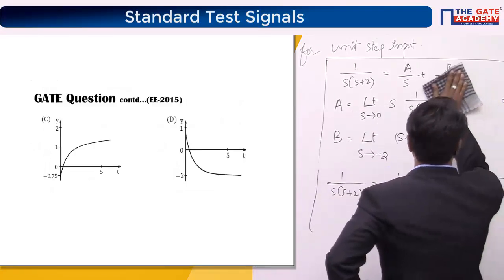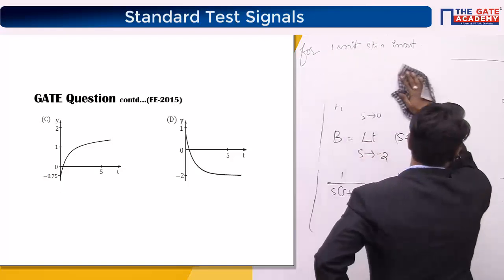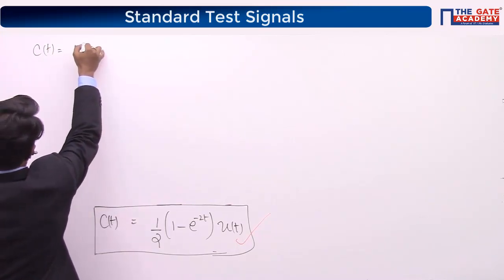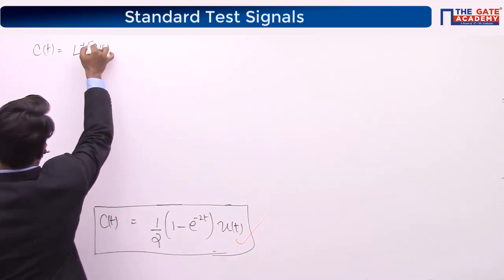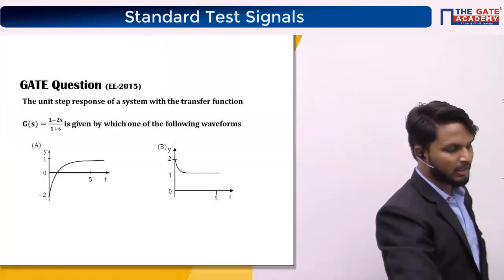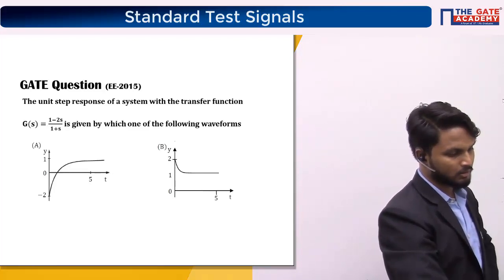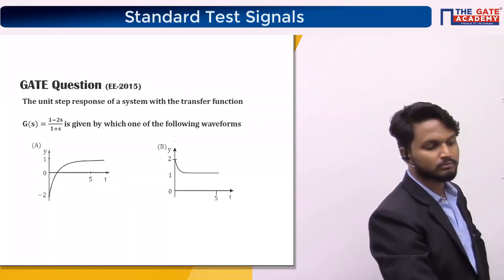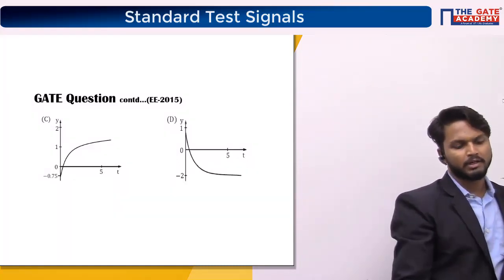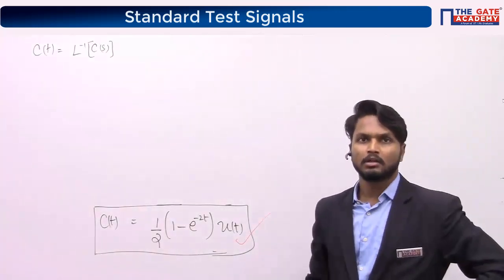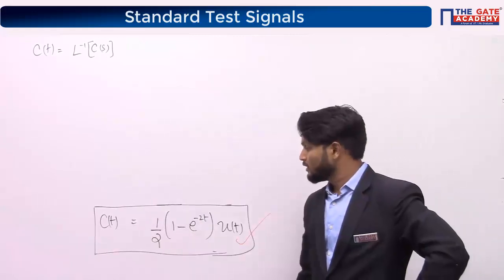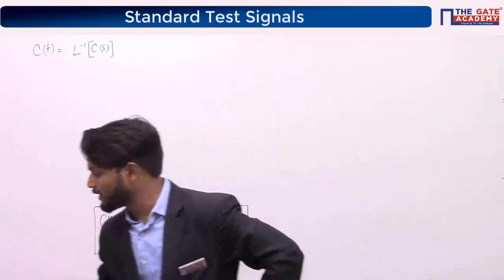The unit step response of 1 minus 2s by 1 plus s is asked. C of t is equal to what? C of t is equal to Laplace inverse of C of s. First of all, find out C of s, then you can get C of t. So if you want to look at the other options, here are the options. C and D are the options here, right? So you can just find it out from these only. U of t into 1 minus 3 exponential, right? So in order to find out C of t, you have to find out C of s first.